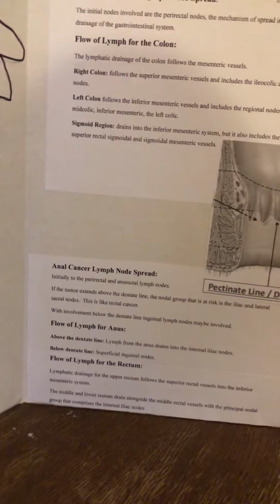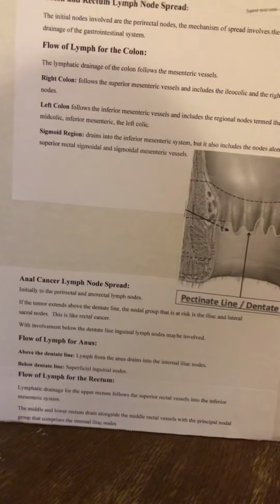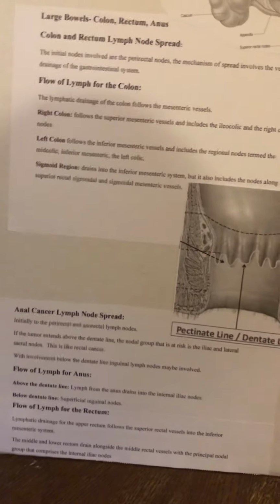I did print a picture to show the dentate line, so that's what they're referring to if the lymph nodes above are involved and if the lymph nodes below are involved. Also, for the flow of lymph involving the anus, above the dentate line, lymph from the anus drains into the internal iliac nodes, and below the dentate line, it flows into the superficial inguinal nodes.